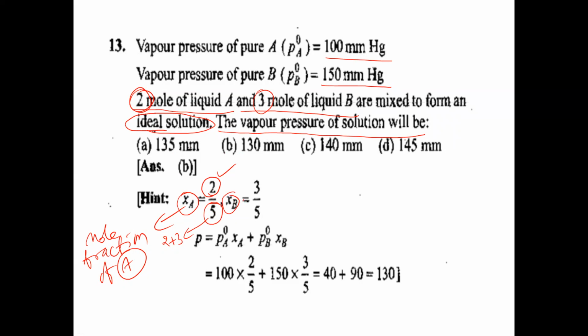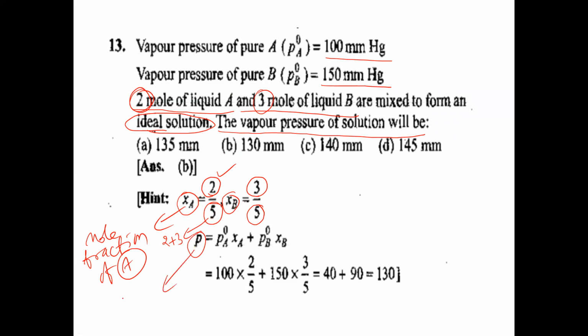Mole fraction of liquid B is equal to number of moles of liquid B divided by total number of moles. So 3 by 5 is the mole fraction XB, the mole fraction of liquid B. XA is 2 by 5. Now, total pressure. What did they ask here? Total vapor pressure of solution.